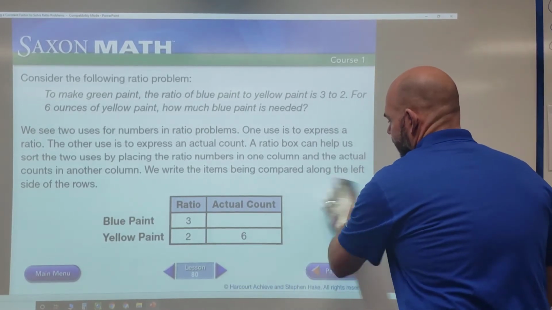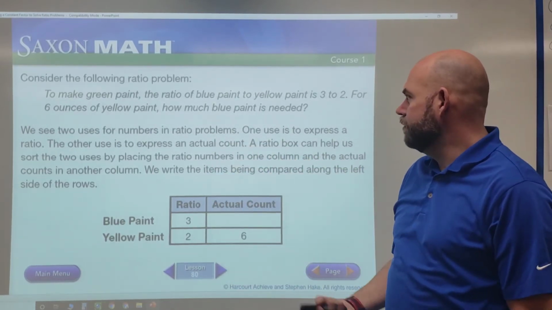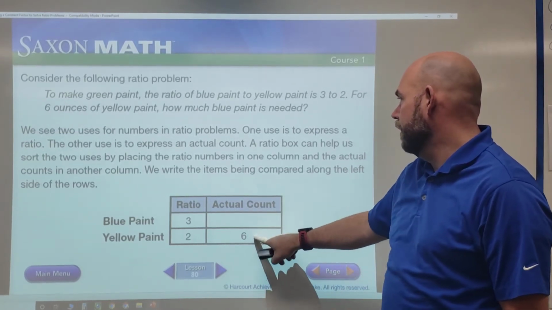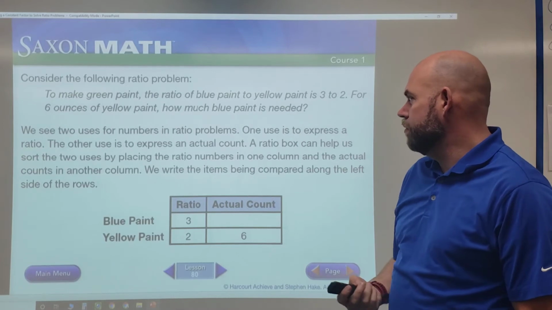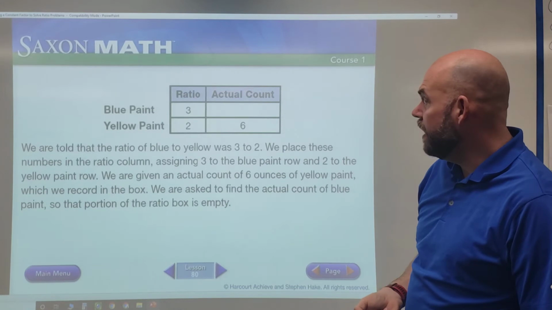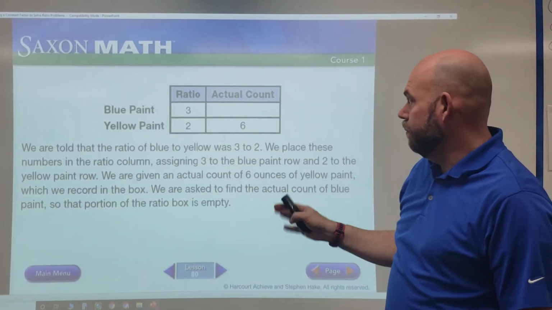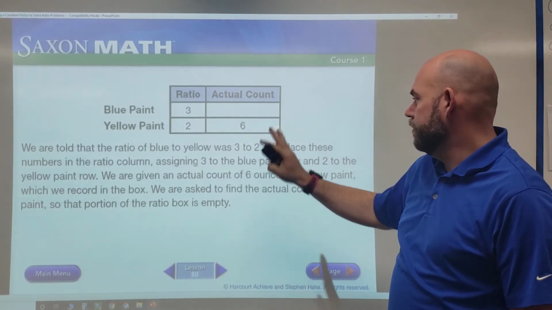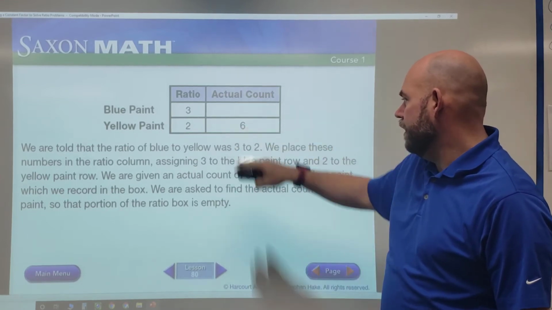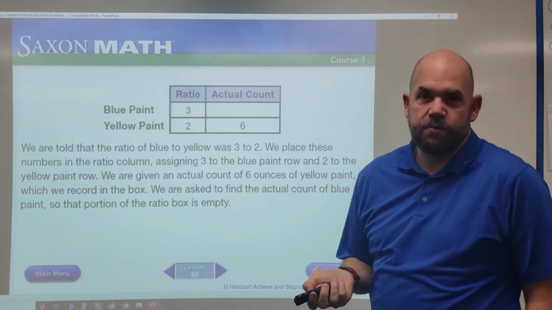But let's look at how Saxon tells us to think through this. So we see 2 uses for numbers in this ratio problem. One is to express a ratio, the other is to express an actual count, okay? That's this actual count. So the ratio box helps us sort the 2 uses by putting the ratios in one column and the count in the other. Then we're told that the ratio was 3:2, so we just fill in those boxes. We place those numbers in the ratio column, and then that's what we're given. Then we're given an actual count of 6. So now we have one unknown. We're asked to find the actual count, so that's what's empty.